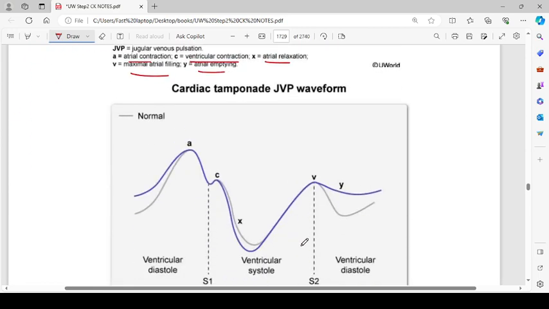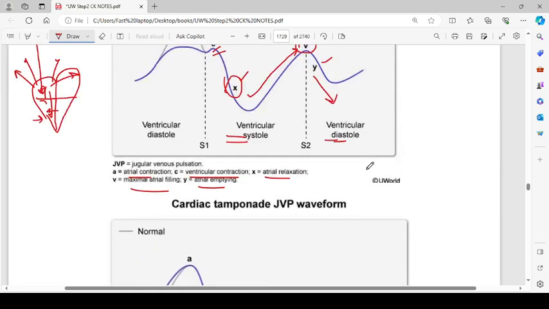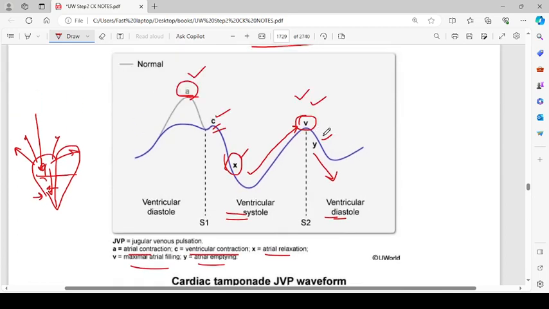In cardiac tamponade, the waveform looks something like this. It is pretty much similar, but the Y descent is gone. There is no Y descent in cardiac tamponade. Why was there a Y descent? Because when the tricuspid valve opens, the pressure in the atrium falls because the blood has started entering the ventricle.